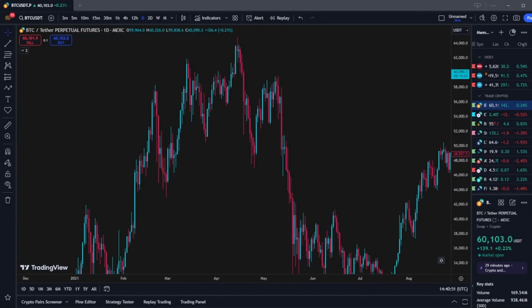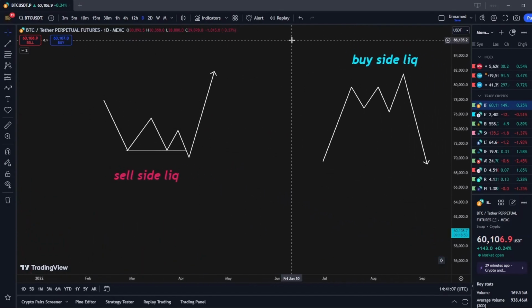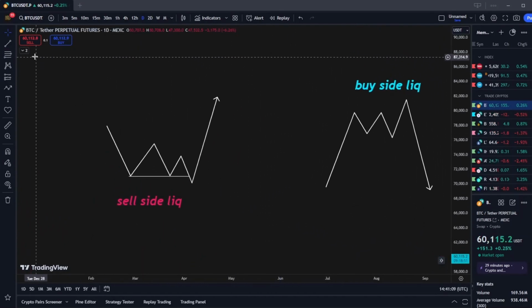What actually is liquidity? Well, in simple terms, liquidity simply refers to how easily an asset can be bought or sold in the market without affecting its price. The more liquid an asset is, the easier it is to trade. Now there are two main types of liquidity. If I move on here, we have buy side and sell side liquidity.